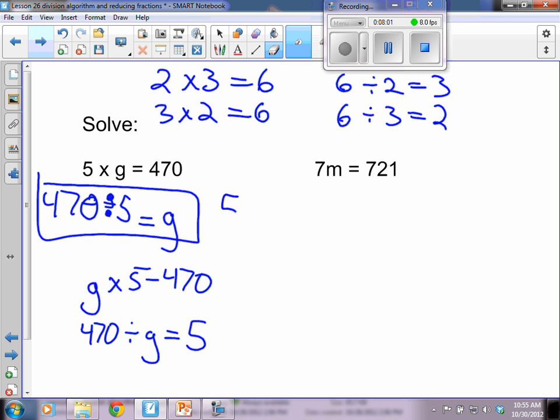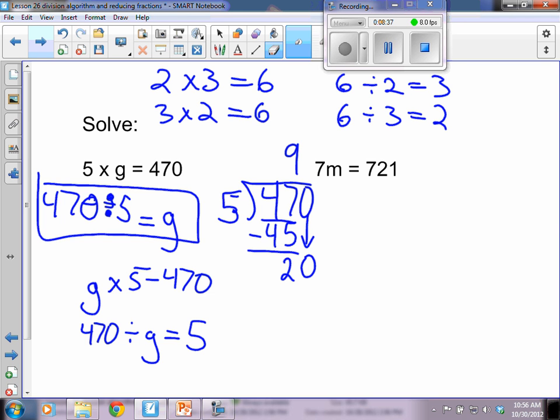Now I'm going to rewrite this to make this easier to divide. And so I'm going to do 470 divided by 5. Following the steps, 5 goes into 4 how many times? 0, so we're going to go right to 47. 5 goes into 47 how many times? I know that 9 times 5. And so step 1, write a number. Step 2, multiply. 9 times 5 is 45. And now I can subtract. 47 minus 45 is 2. And step 4 is bring down the next digit.